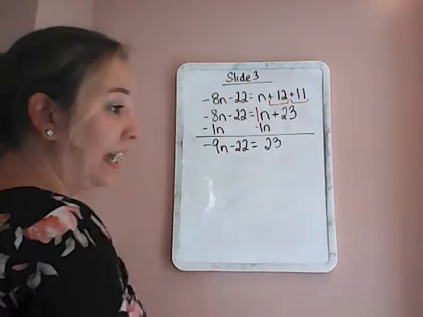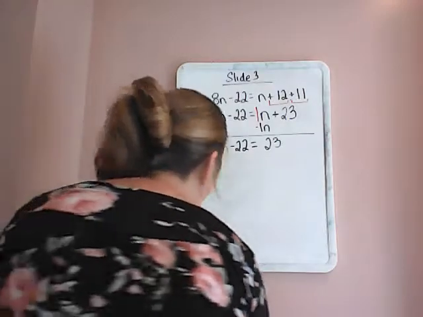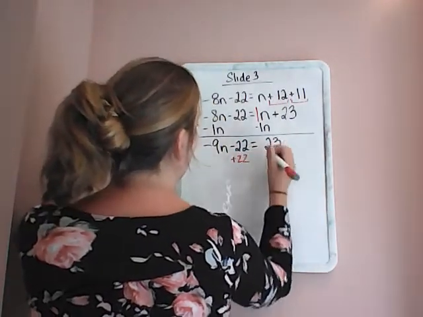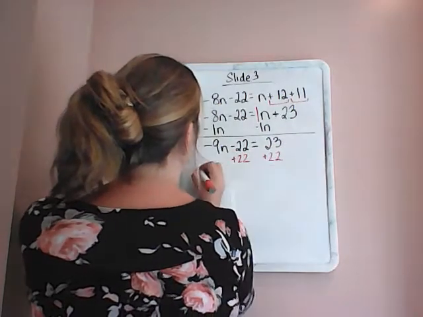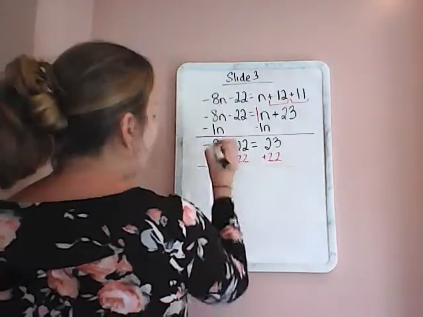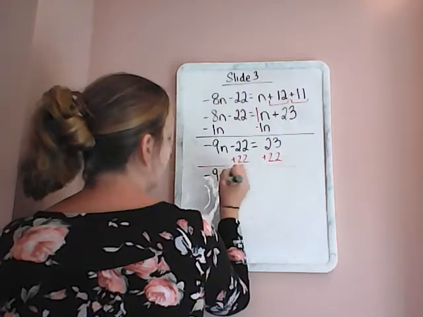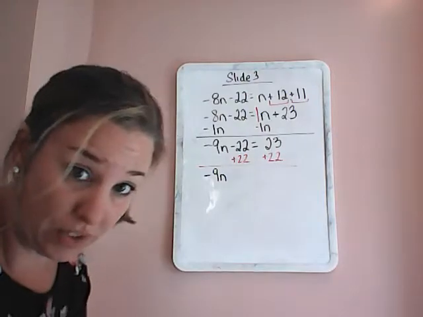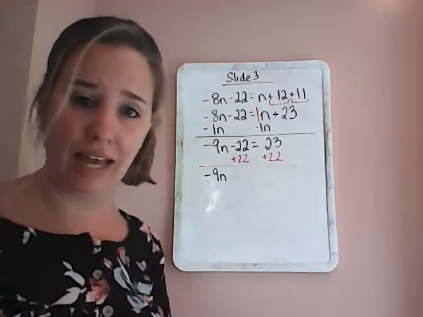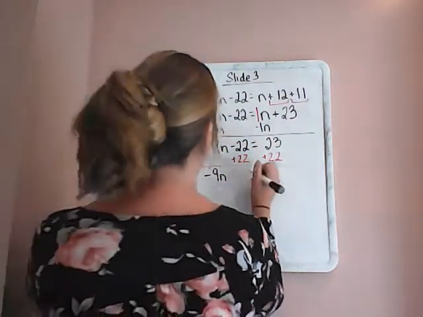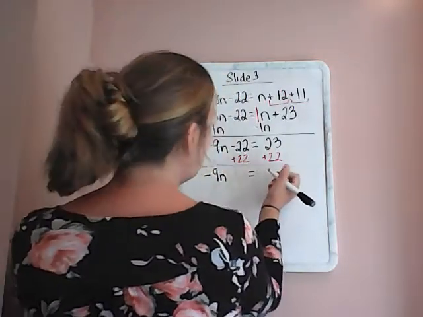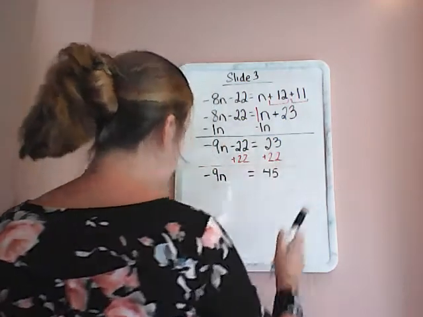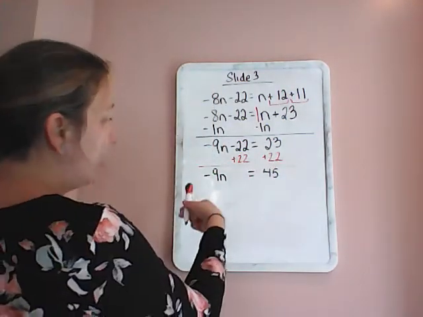So now let's focus on getting our constant terms over to the right. I'm going to add 22 to get this guy out of there. So this negative 9n comes down because I didn't do anything to it. Negative 22 plus 22 is nothing. That's why we did that. So there's nothing there, which equals 23 plus 22 is 45.